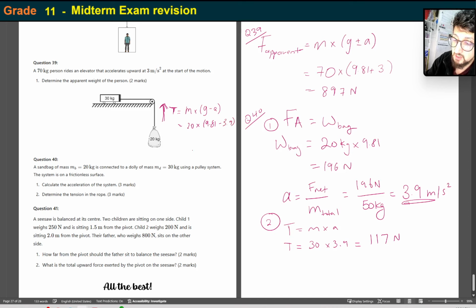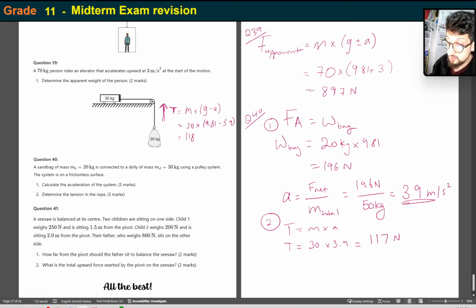Of course, I've rounded up at some stage, but this should equal 117 because physics works. 9.81 minus 3.9, and that equals 118. The reason why it's 118 and not 117 is because I've rounded up here and I've rounded down here, but it's the same. Okay, they're exactly the same, so that equals that.